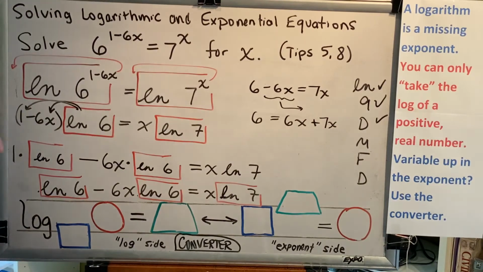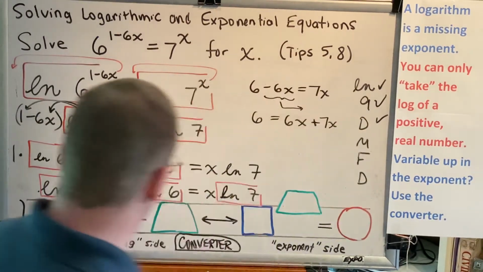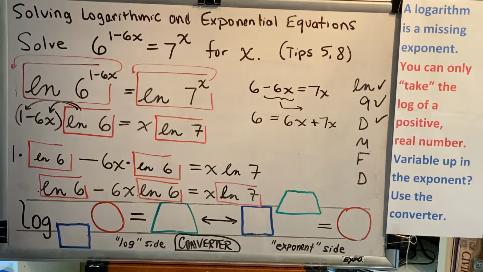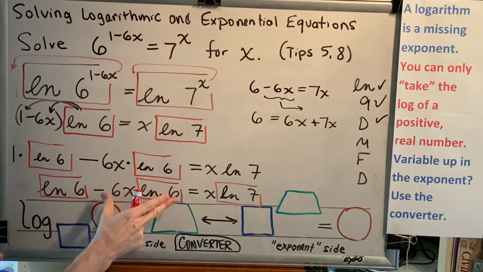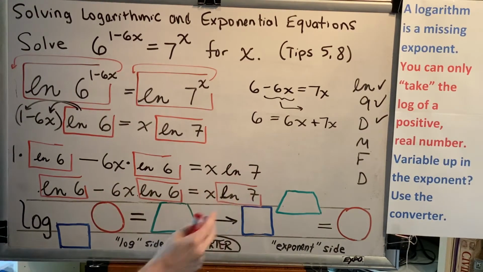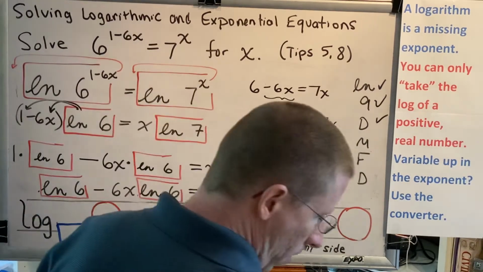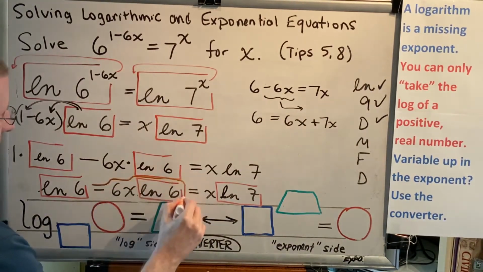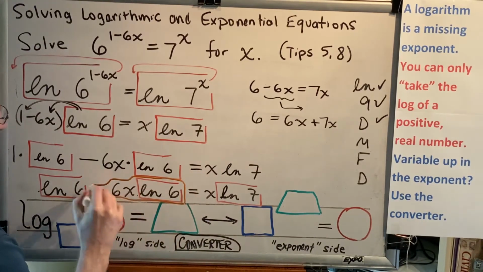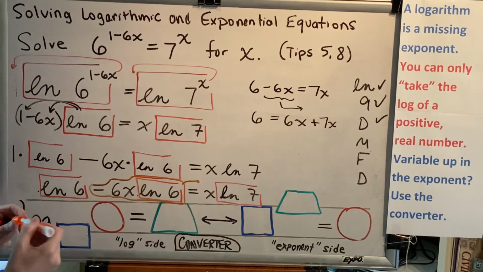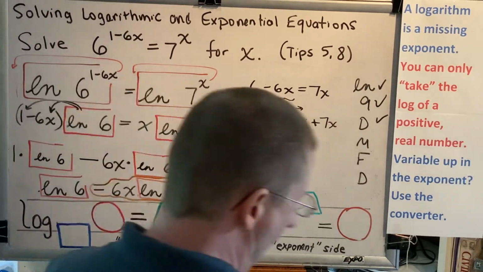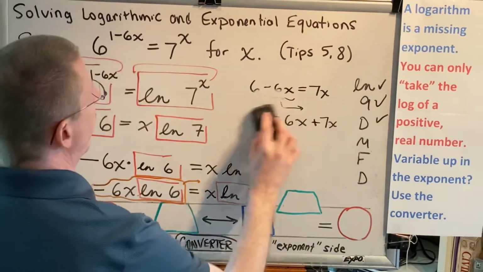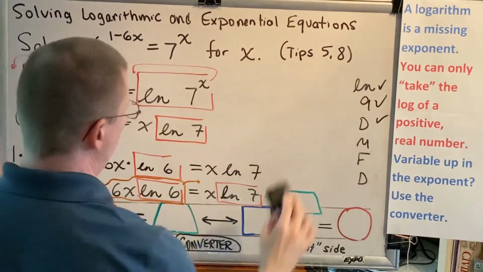Now, our problem, of course, is different. It's a little more complicated, but the idea is the same. No x, x, x. So let's pick up this term right here, this subtract 6x ln 6, and let's move it to the other side where it will be added instead. All right. So here's what we'll get.